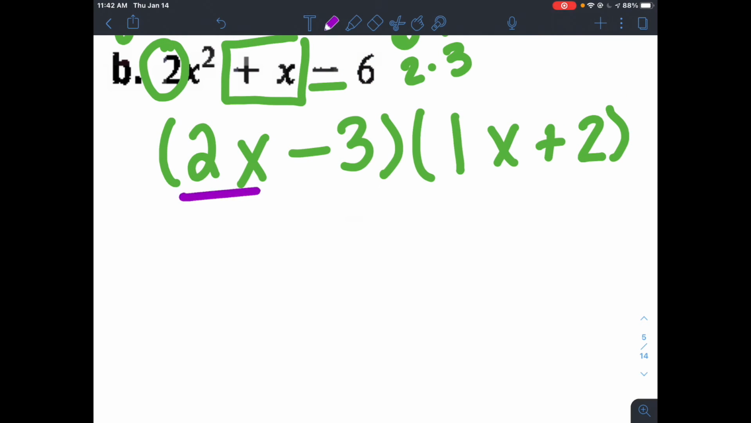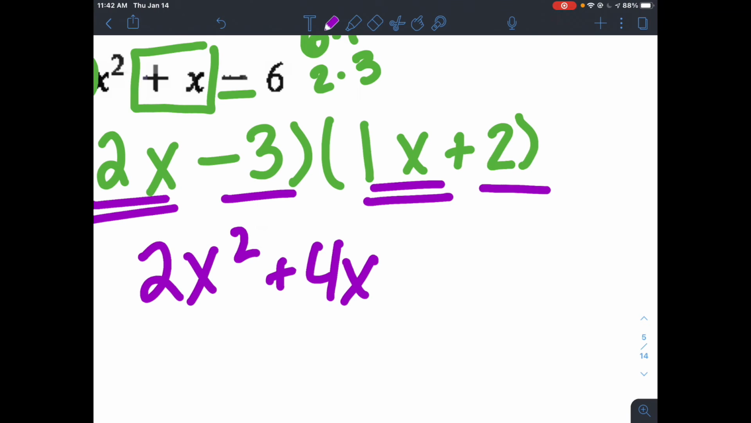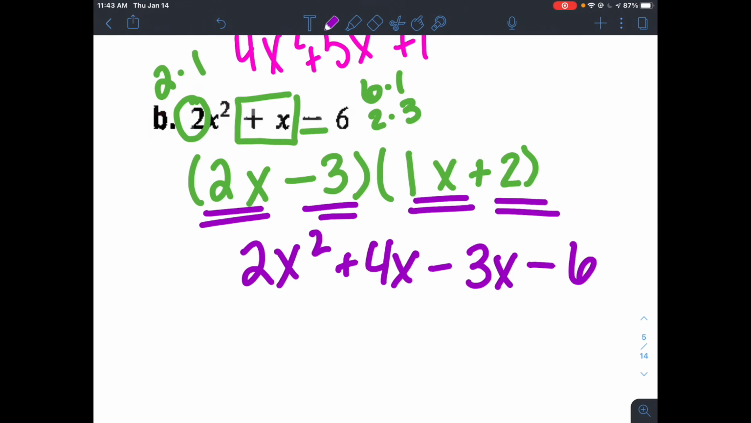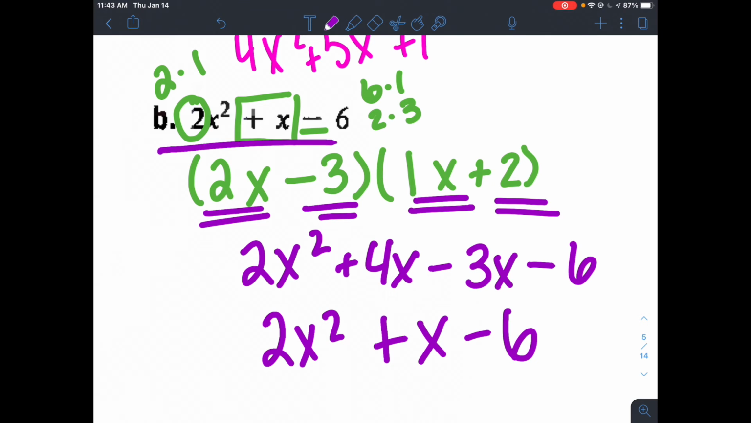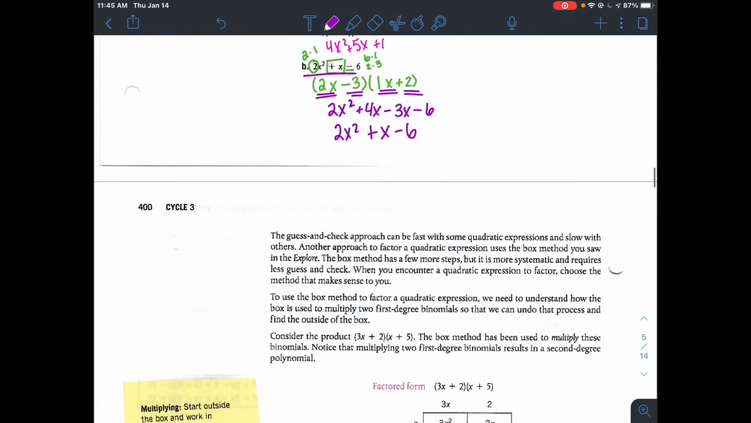Okay, so firsts are these ones, so 2x squared. Outsides, so plus 4x. Insides, negative 3x. And then lasts, these guys, minus 6. And when I combine my like terms, 2x squared plus x minus 6 is exactly what I had before. So perfect. And then from here, guess and check approach can be fast with some quadratic expressions and slow with others. So just keep that in mind.